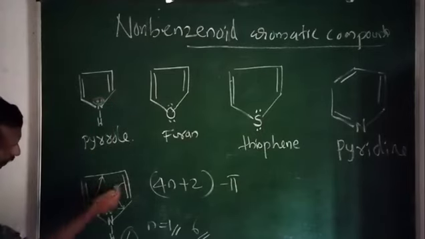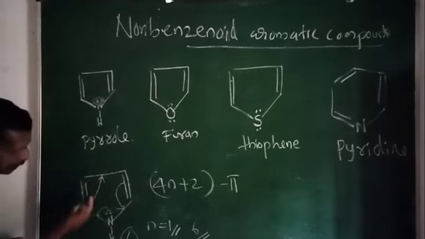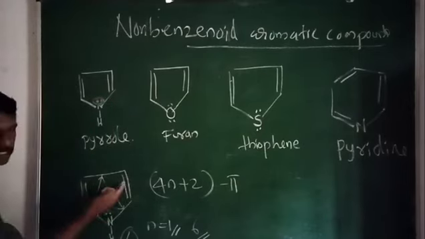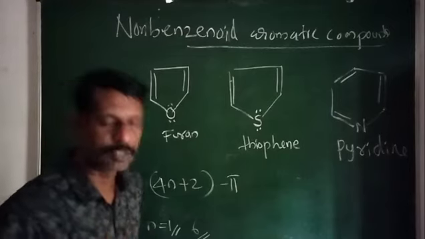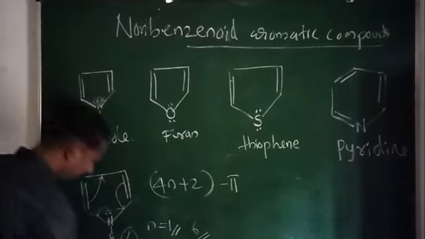See, a complete delocalization of pi electrons is possible. This pi electron is shifting to here, this will come here, then this unshared pair of this pi electron will be moved to here. Okay, so complete delocalization of pi electrons is possible in pyrrole.